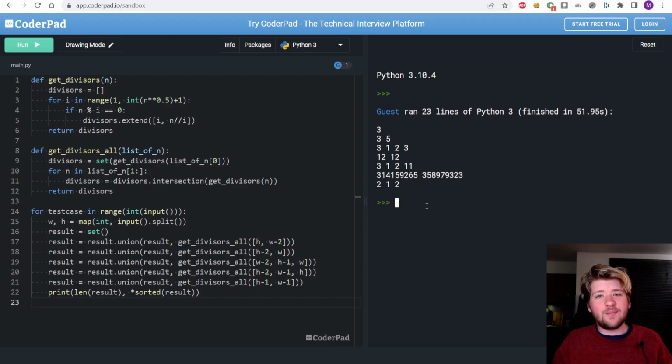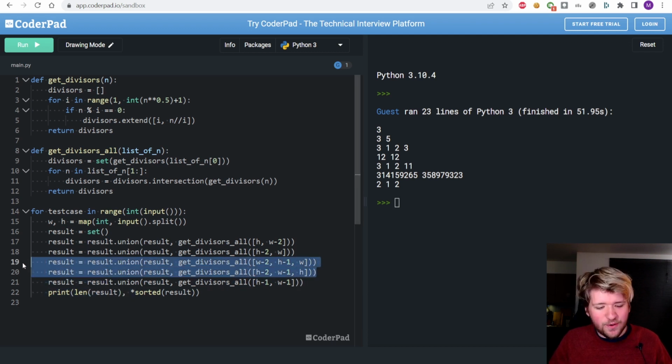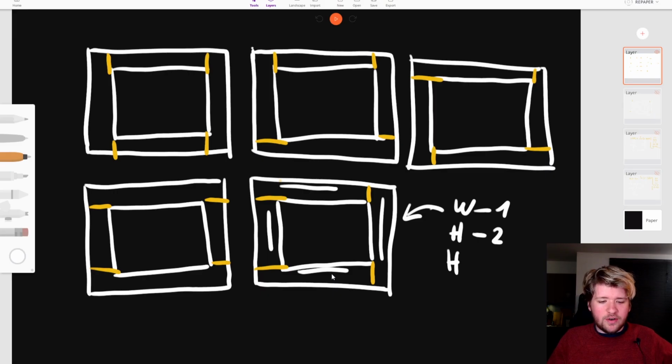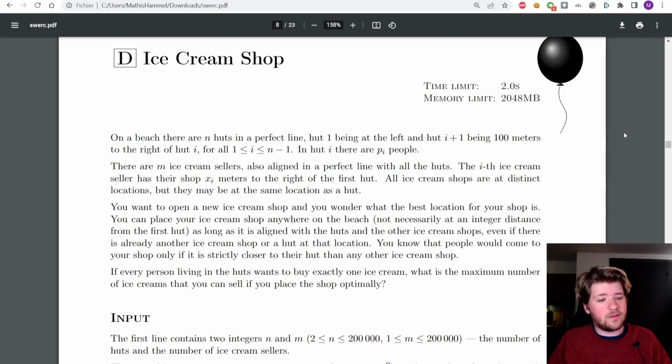Actually, during this competition, most teams got that exercise correct, but most of them also got that in 2 tries, because in the first try, almost everyone, including me, forgot this weird test case, which corresponds to the 2 in the middle right here. The second problem is called ice cream shop.